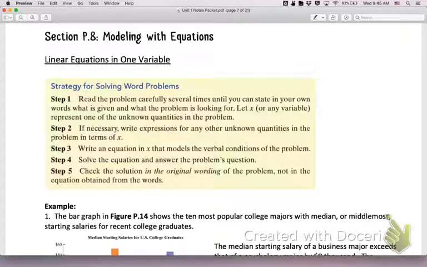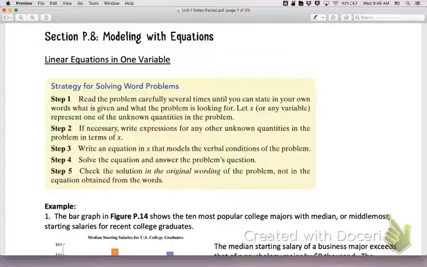is step one, read the problem carefully several times. I will read a problem at least 3 times when I'm going to work it, and I work with a different purpose each time. So the first time I'm just trying to get a general idea of what is happening. The second time I read through, I'm looking for those specific pieces of important information. And then the third time through, I'm reading to really make sure that I understand what the question is asking and what my goal is with that problem.